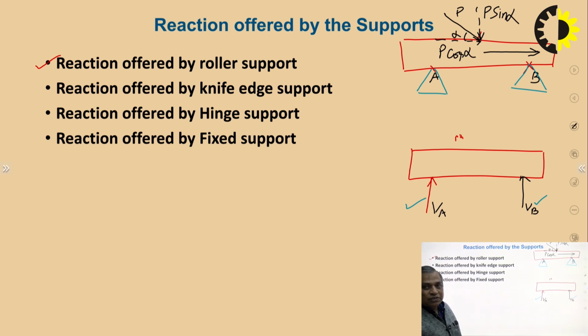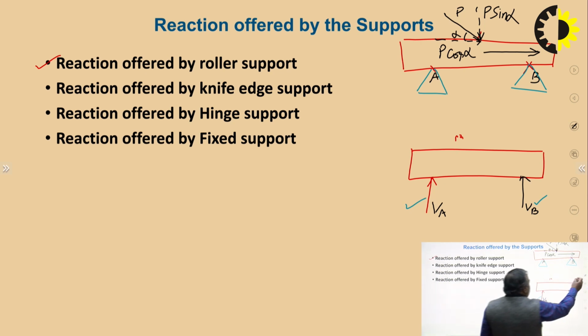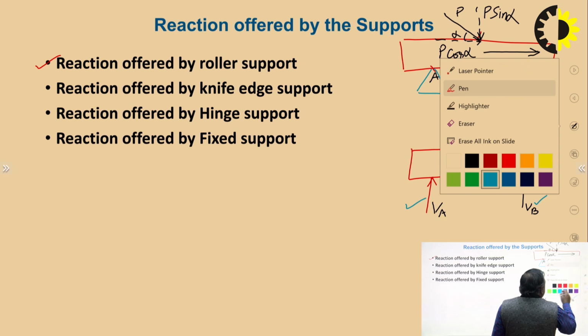These are the reactions of this support, but against P cos alpha, it will not offer any resistance, and this plank or this beam will move in the rightward direction. So, it will not hold with the help of these two knife edge or two roller supports. So at least one support must be hinge support to keep it in position, right? Next is the reaction offered by hinge support.